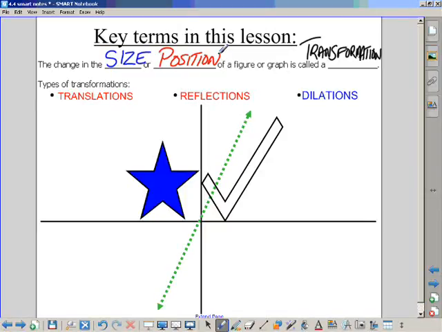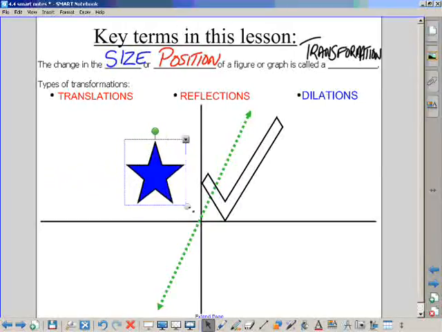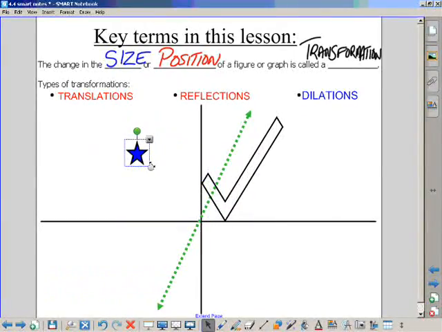A dilation is the one that would control the figure's size. For example, this star that you have here, if I made it larger or smaller, that would be called a dilation. We talked a little bit about that last week. That's the blue dilation. The change in the position would be either a reflection or a translation.